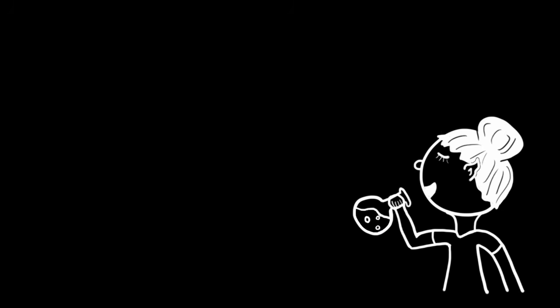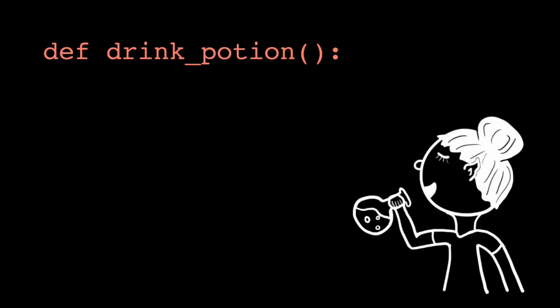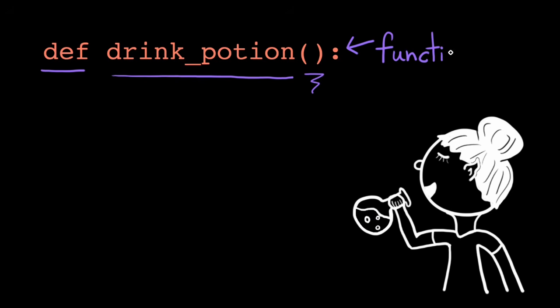To define a new function, we use a function definition. A function definition starts with the keyword def, which stands for define. Then we put the name of our function, followed by a set of parentheses. And then, like most things in Python, we end it with a colon. We call this whole line the function header.